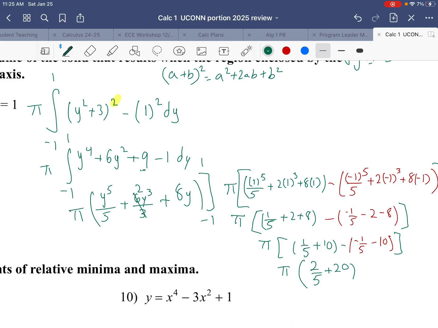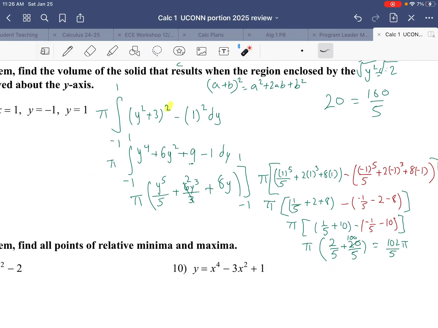If I'm trying to write 20 as something over 5, I would need to multiply by 5, and this is 100/5. So I could think of 100/5 as the 20. 2/5 plus 100/5 is 102/5 pi. Generally speaking, we treat pi like we would a variable, and you write the number first and then pi.